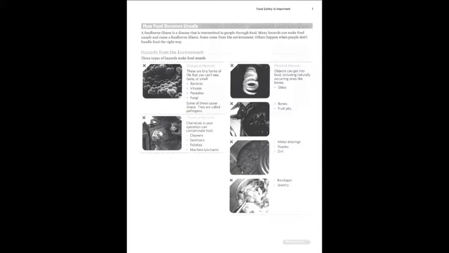Biological hazards. These are tiny forms of life that you can't see, taste, or smell: bacteria, viruses, parasites, fungi. Some of these cause illness. They are called pathogens. Chemical hazards. Chemicals in your operation can contaminate food: cleaners, sanitizers, polishers, machine lubricants. Physical hazards. Objects can get into food, including naturally occurring ones like bones, glass, fruit pits, metal shavings, staples, dirt, bandages, and jewelry.